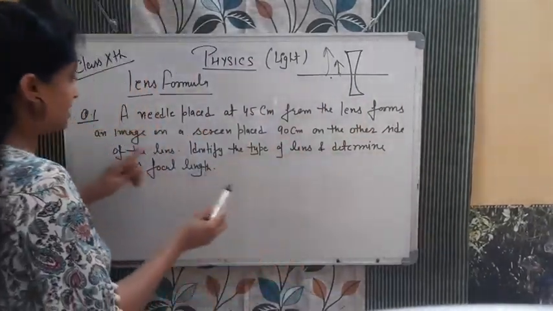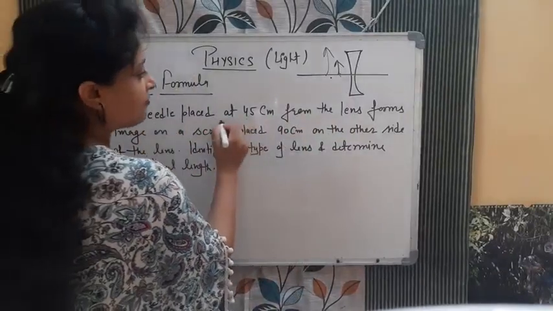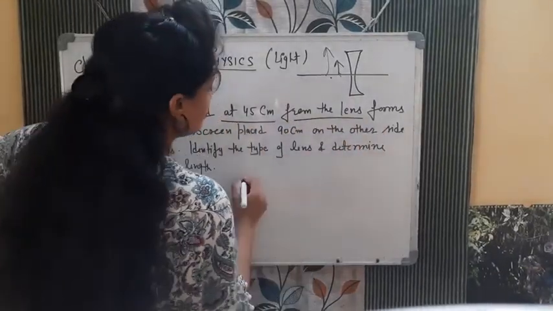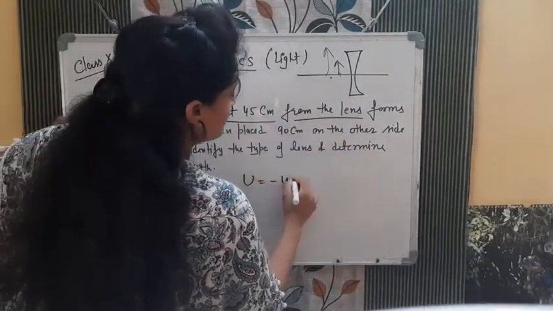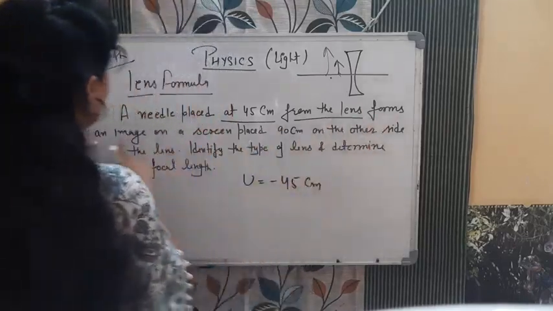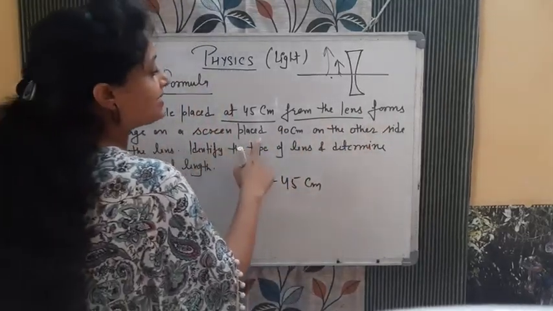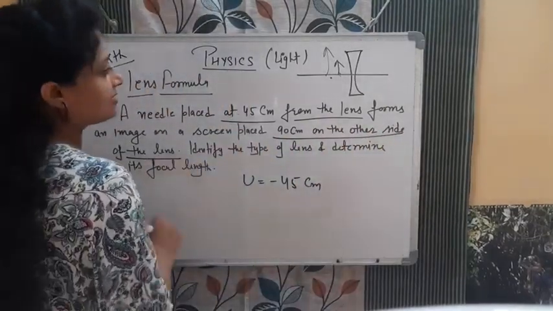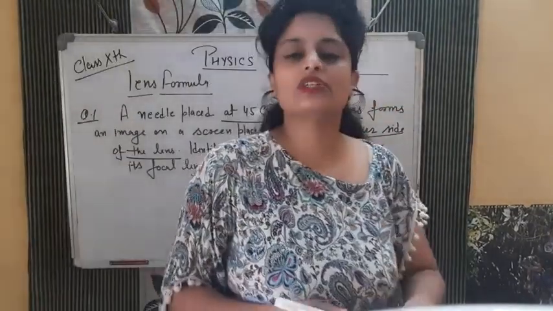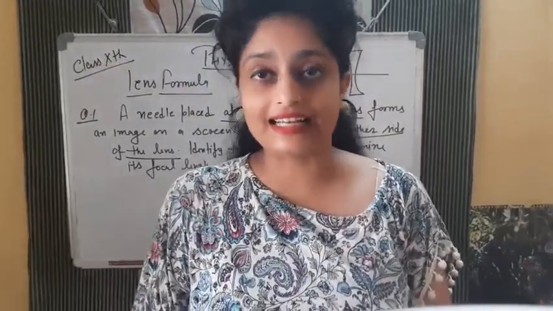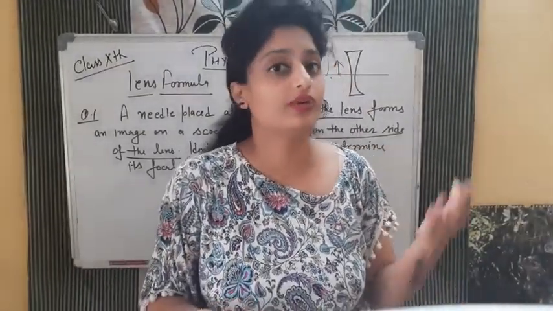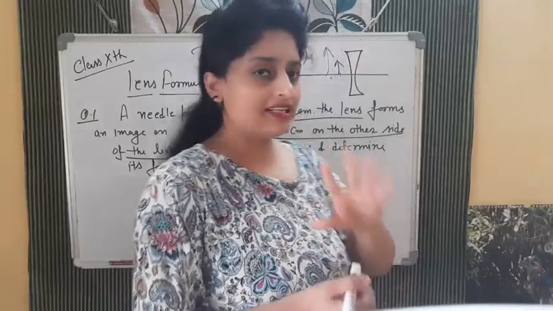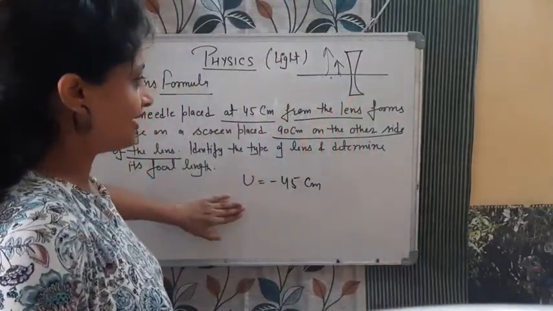Here, question is what? A needle placed at 45 cm from the lens. u is given minus 45 cm. Form an image on a screen placed 90 cm on the other side of the lens. So other side of the lens, children, which lens will it be? Convex lens. Only convex lens is possible, because in concave lens that case does not happen at all. So first answer is what? This is convex lens. Okay.